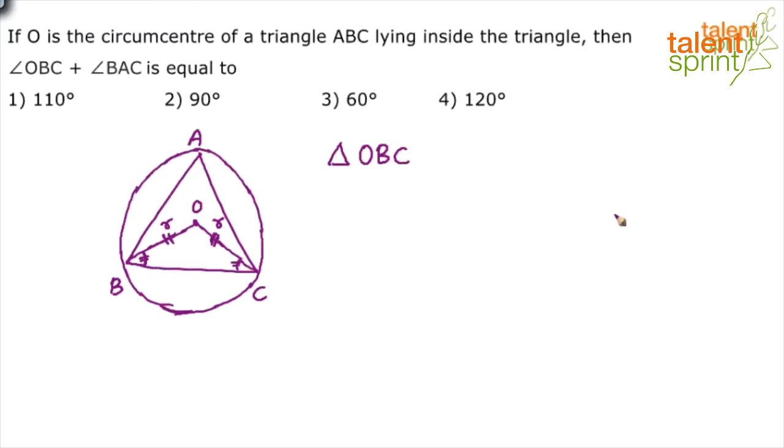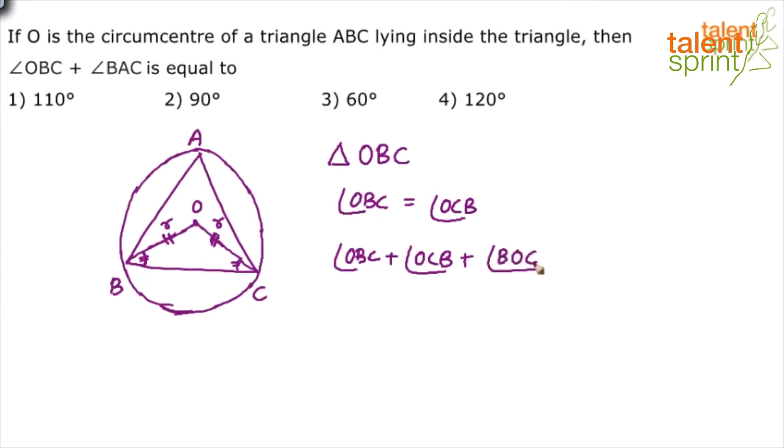Yes or no? In triangle OBC, can I say angle OBC is equal to angle OCB? Yes or no? These two angles are going to be equal. Now, in the same triangle OBC, we know that the sum of all these three angles should be 180. So angle OBC plus angle OCB plus angle BOC will be equal to 180 degrees.